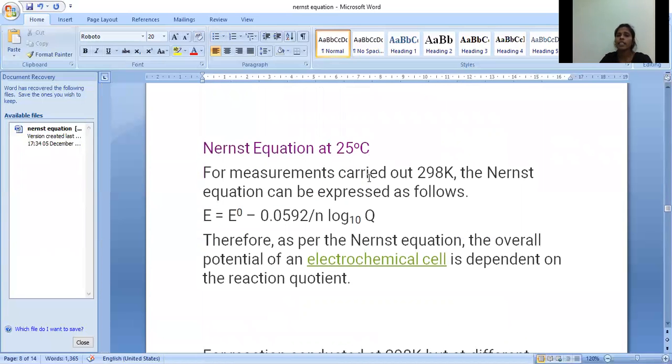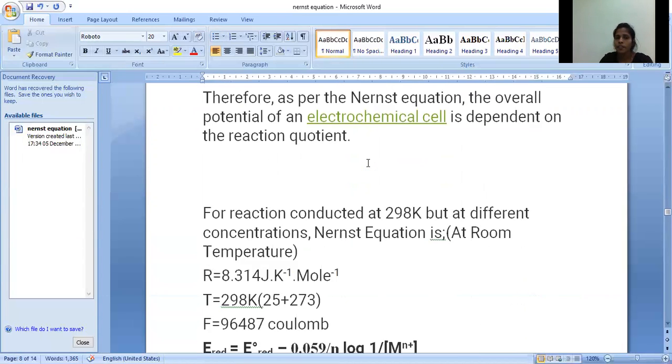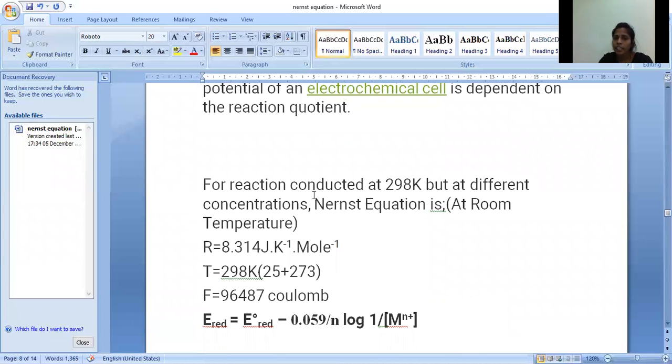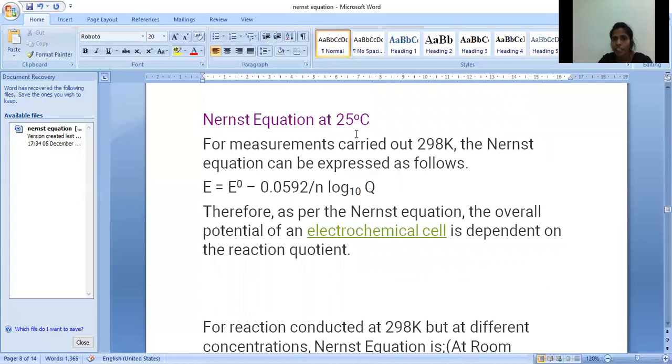So now let us see the Nernst equation at 25 degrees centigrade. So directly let us see, for a reaction conducted at room temperature. So what is the room temperature? 25 degrees centigrade. But I said you know how to convert centigrade to Kelvin by adding 273. So when we add 273 to 25, we will get 298 Kelvin.